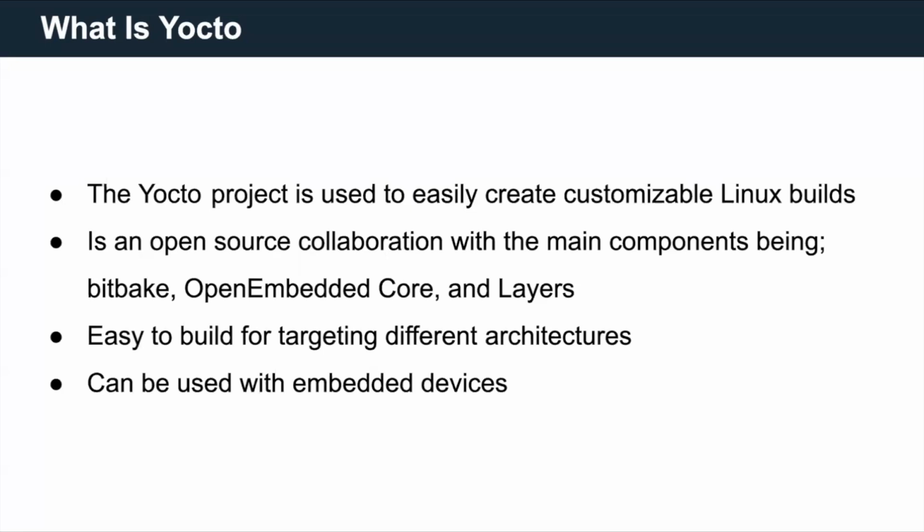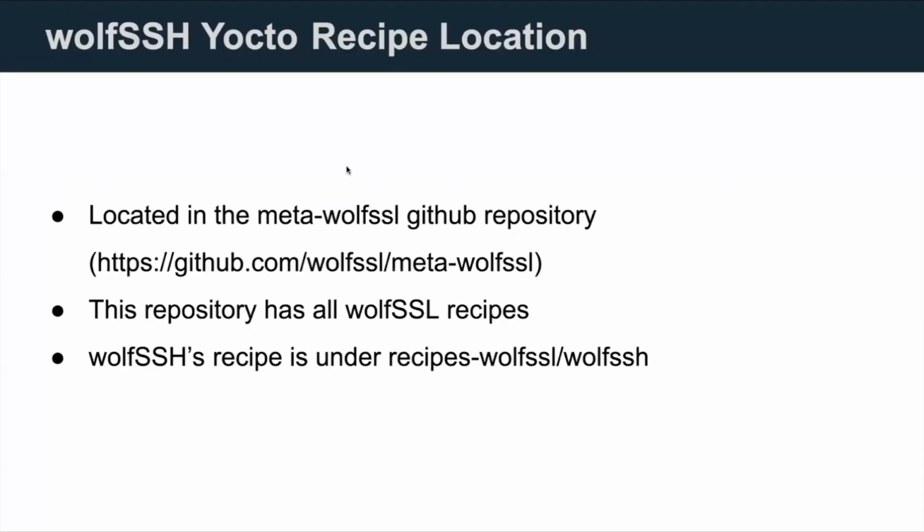Say you're building for the same kind of setup for multiple different architectures, one for an ARM, one for x86. It's easy to have the same list of packages and then just target the different devices with it. And a lot of times it is used with embedded devices. That's one of the things that Yocto is mainly used for, the Linux builds with embedded devices.